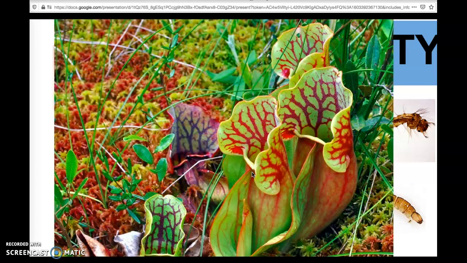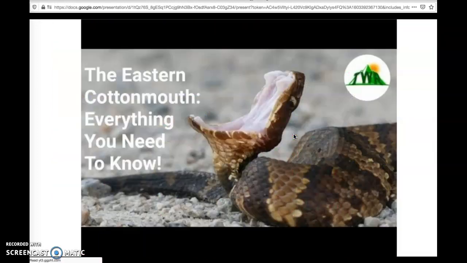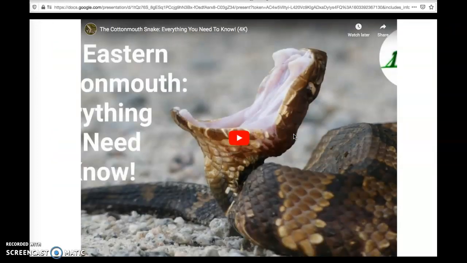And I wanted to let you know that all these little guys live in this plant right here called the purple pitcher plant, and I have a video for you to watch.